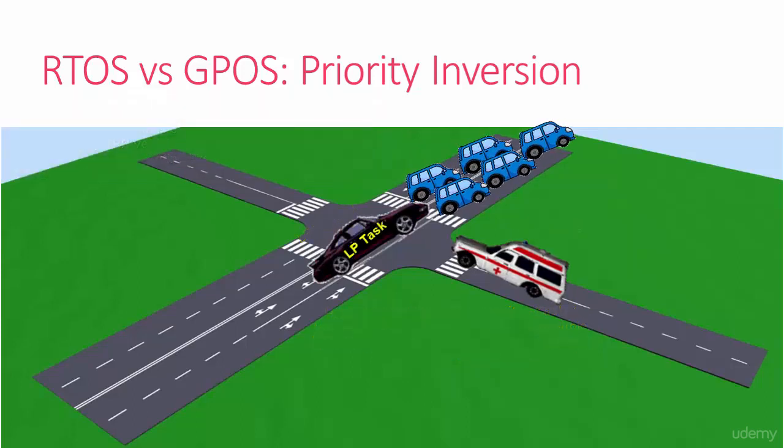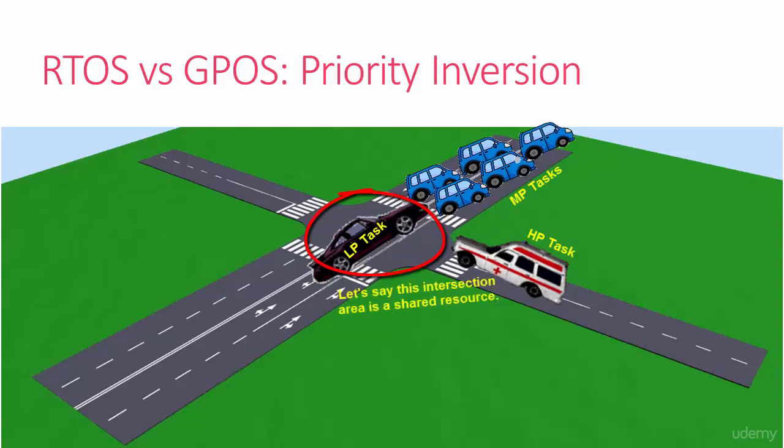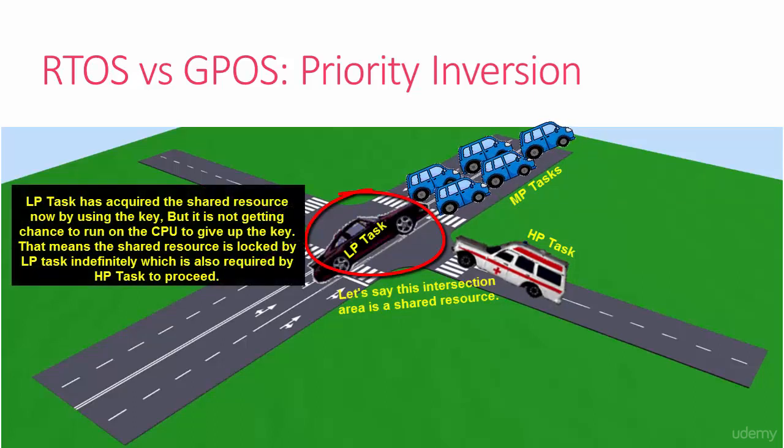Let's say your car is a lower priority task and these taxis are medium priority, and this ambulance is a higher priority task. And this intersection area is a shared resource because this is common for both the roads, isn't it? Now let's say the lower priority task has acquired the key to access this shared area, but it is not allowed to run on the CPU because lots of medium priority tasks are running on the CPU, which won't allow the lower priority task to take the CPU.